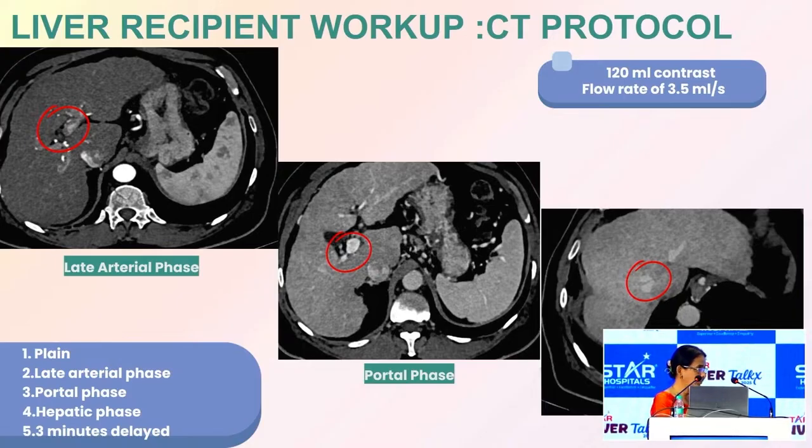And always important to get a good hepatic phase so that you can see all the 3 hepatic veins and make sure that they are patent. A delayed phase can be done in case there are lesions that are washing out, you won't see them as the scan is happening. So best is to do a plain, late arterial, portal, hepatic and a delayed image and then look at the images at leisure.